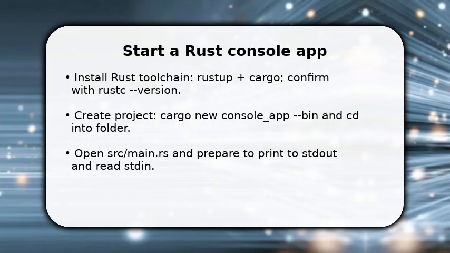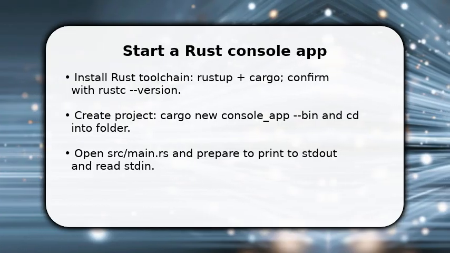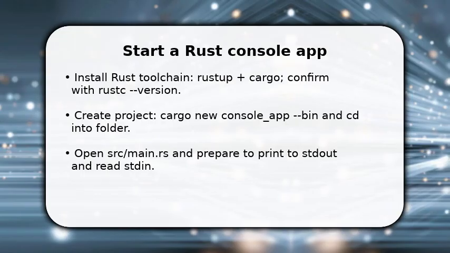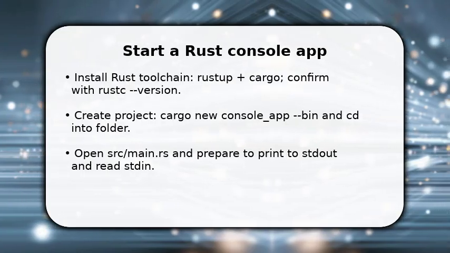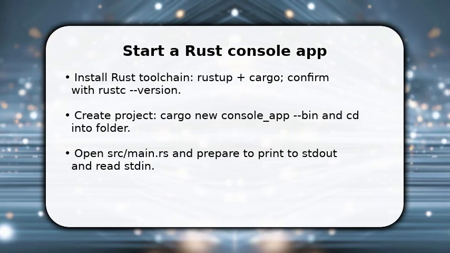Open src/main.rs. Now, you will place println and input handling there. This gets you past setup and into code immediately, so you can test output and input without extra configuration. Once done with setup, implement the core input/output loop.